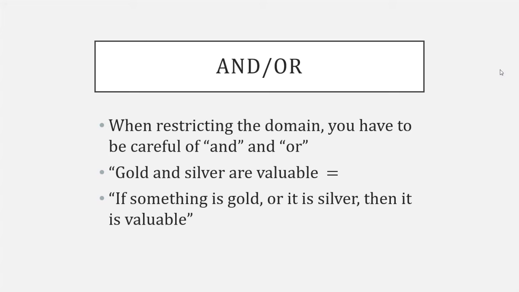So if I say gold and silver are valuable, the temptation is going to be to say if something is gold and if that thing is silver, then it's valuable. But there's nothing that's both gold and silver, right? Those are two different kinds of things. So what you want to say is if something is gold or it's silver. Yeah?